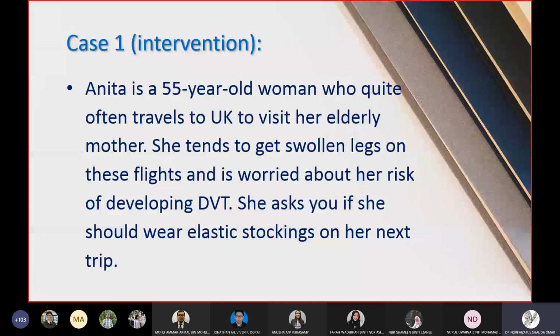Okay, case one on intervention. Anita is a 55-year-old woman who quite often travels to the UK to visit her elderly mother. She tends to get swollen legs on these flights and is worried about her risk of developing DVT. She asks you if she should wear elastic stockings on her next trip. Okay, so what are the PICO in this case?